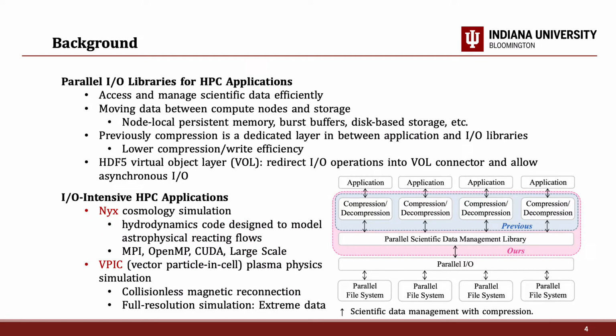Before we jump into our design, let's look at some of the background. First of all, as mentioned, parallel I/O libraries for HPC applications are widely used to access and manage scientific data efficiently and to move the data between compute nodes and storage. And previously, compression was just one dedicated layer in between the application and I/O libraries. As shown on the right-hand side, the blue areas are the previous solution where compression is just a dedicated module. This will cause an overall lower compression and write efficiency.